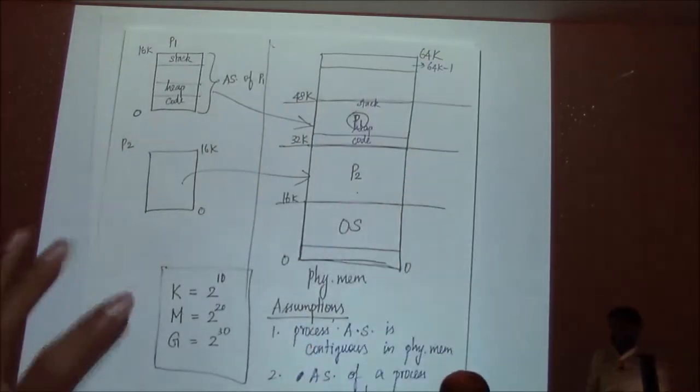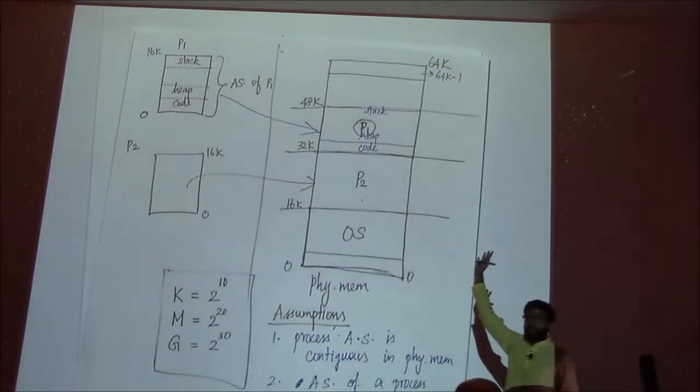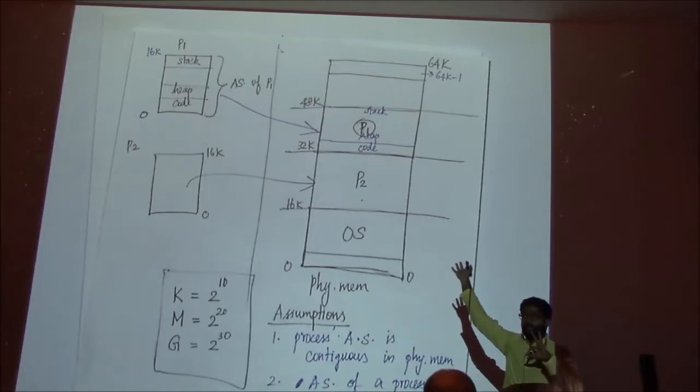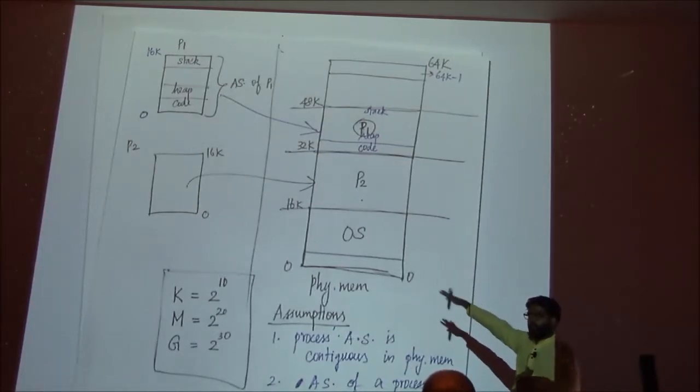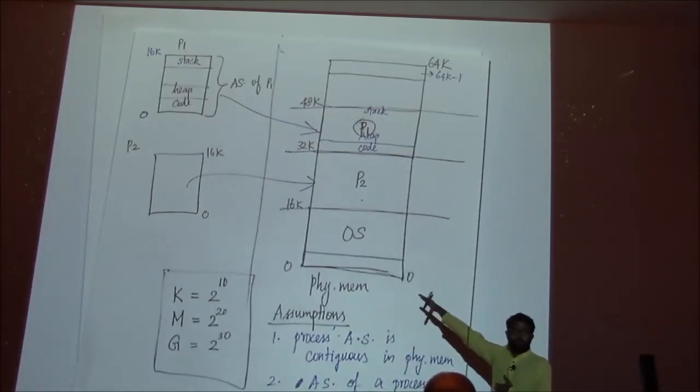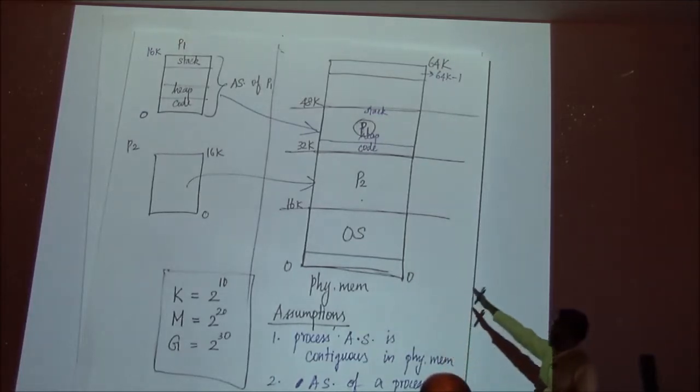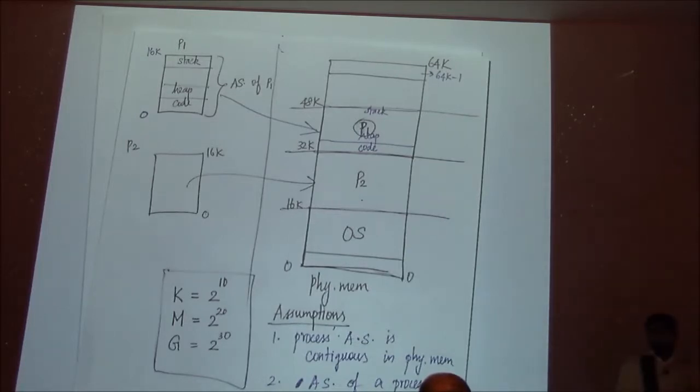And so in this setup, the maximum number of processes that we can run at a single time is only 3, because the operating system is already occupying a spot. Other than that, the maximum that you can run at any point in time in this particular setup is only 3 processes, because you only have 3 contiguous regions of 16 KB that are there.